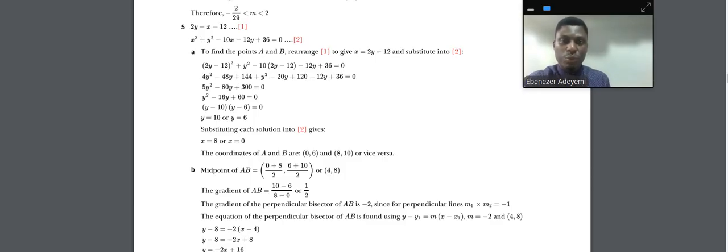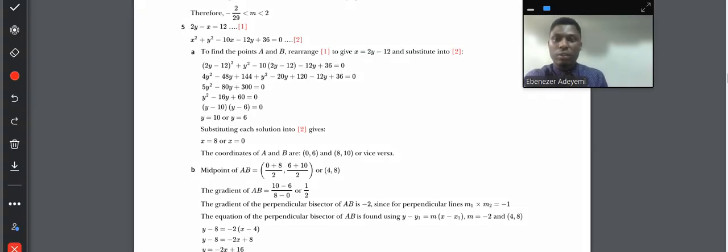I know that from equation 1, x is equal to 2y minus 12. So when y is 10, I will replace that with my value of y. X is equal to 2 times 10 minus 12, which is 20 minus 12. When x is 8, rather, I have 8.